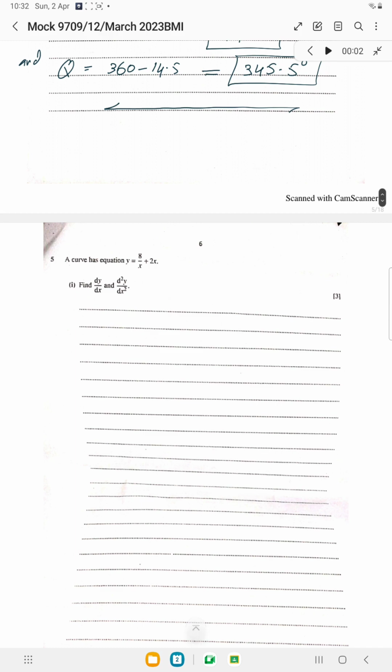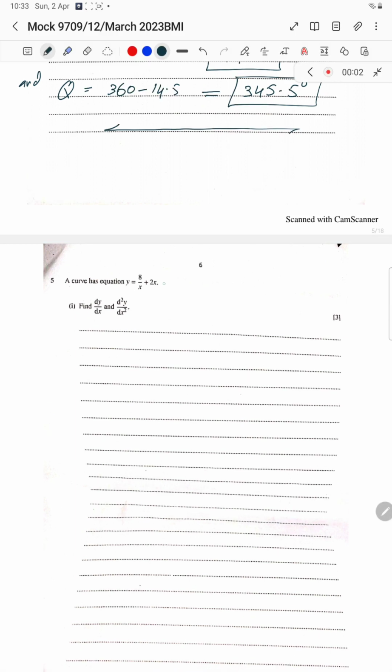Yeah, guys, it is so simple. Here you are given the equation of the curve, y equals 8 by x plus 2x, or you can rewrite it as 8x raised to the power minus 1 plus 2x, and you are interested in finding dy by dx, the first derivative, and d2y by dx square, the second derivative as well.